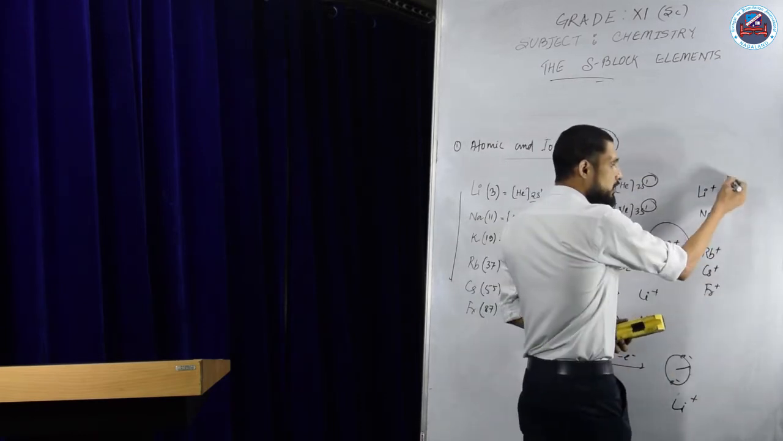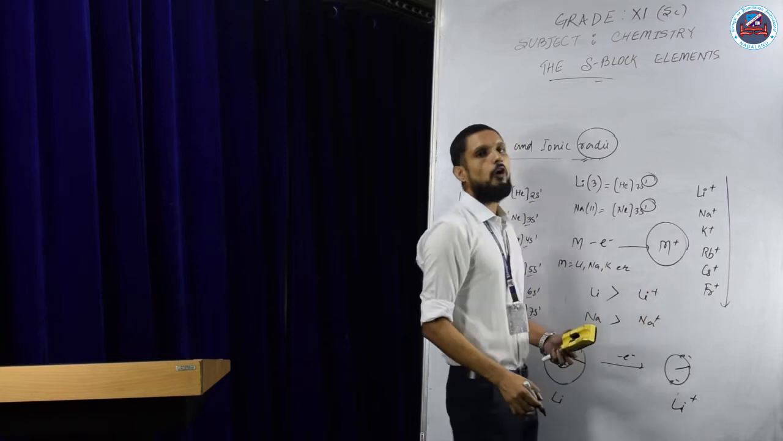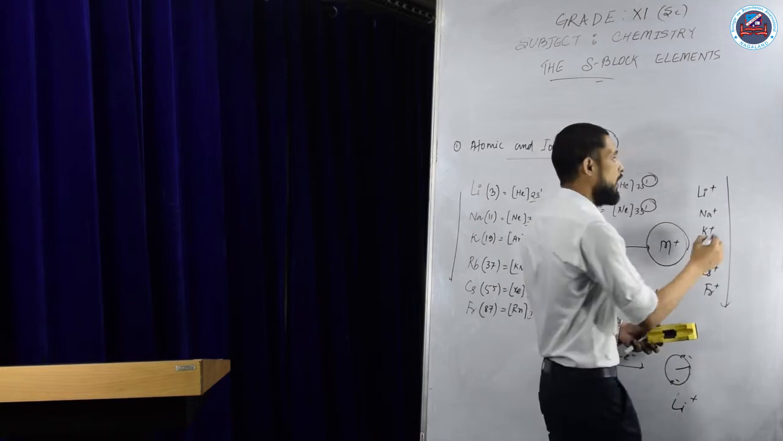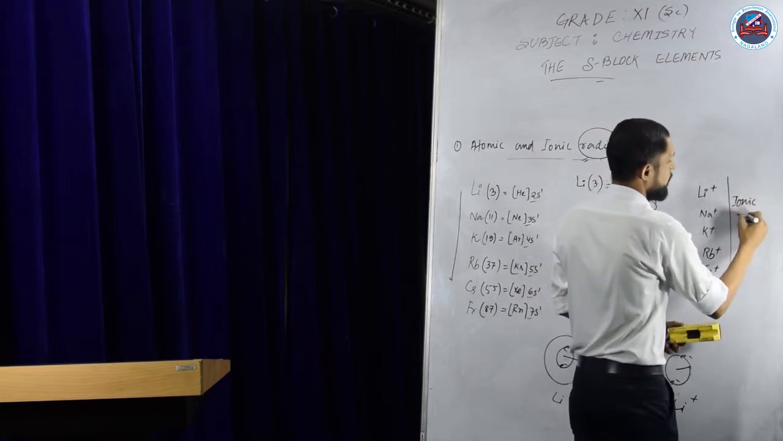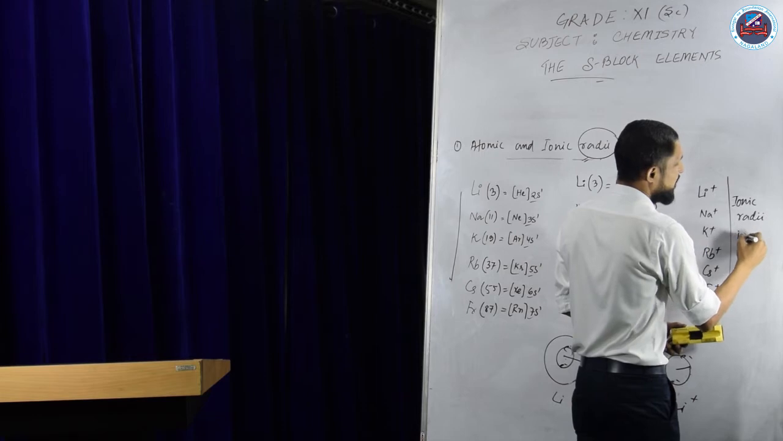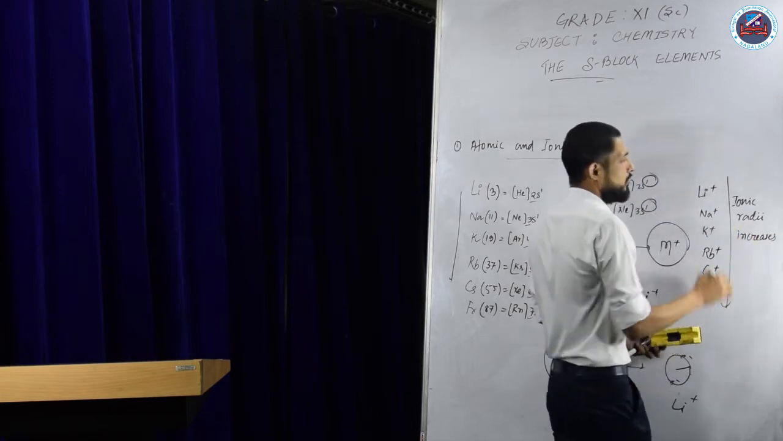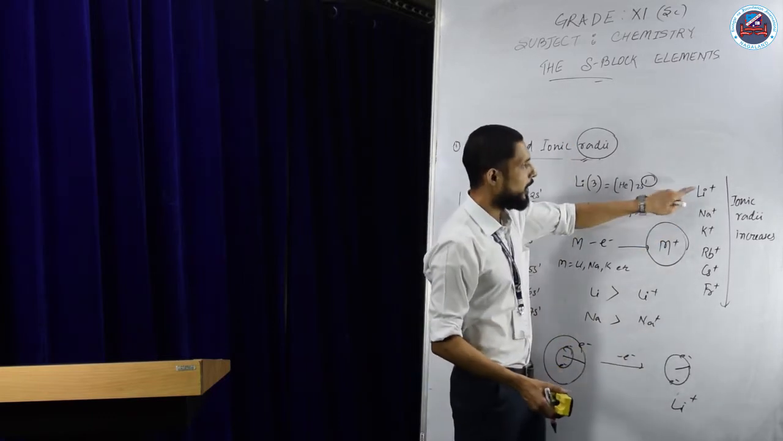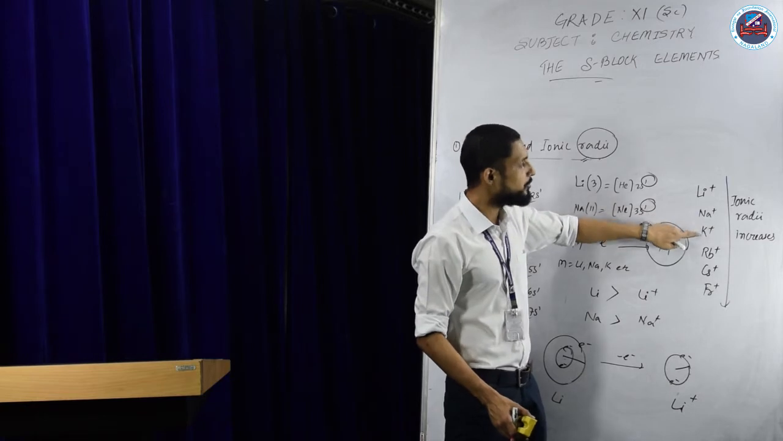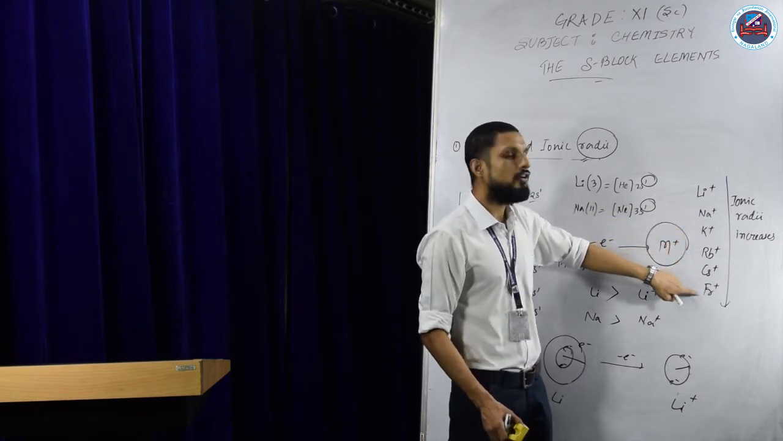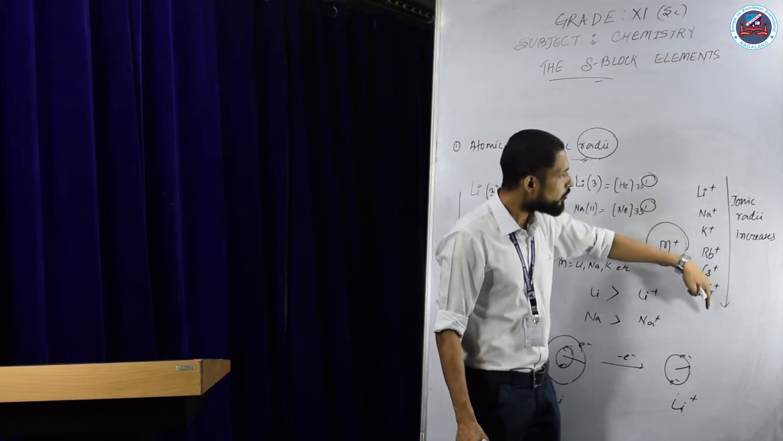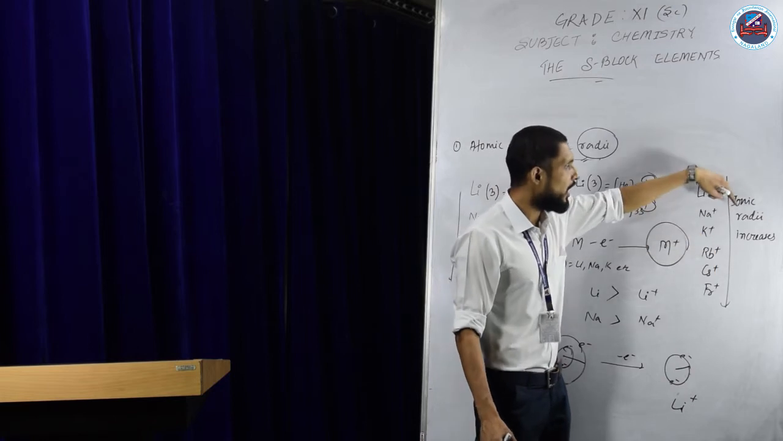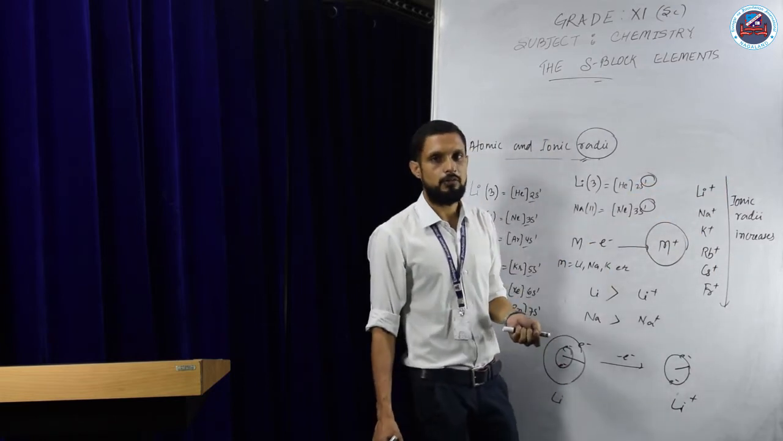Now, the ionic radii along the group follows the same pattern. That means, along the group, the ionic radii increases due to increasing number of electronic shells. Lithium will have 1, sodium will have 2, potassium 3, rubidium 4, cesium 5, francium 6. So the number of electronic shells for these ions will increase down the group. That's the reason the ionic radii also increases down the group.